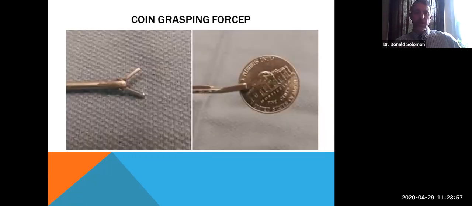This is a coin grasping forceps. As mentioned, you see this little tooth right at the end here. That allows you to get around the coin, and then you're going to meet resistance as you come up through the vocal cords and the subglottis because it's tighter in that spot. And so that little tooth will often save you from dropping the foreign body back into the airway.